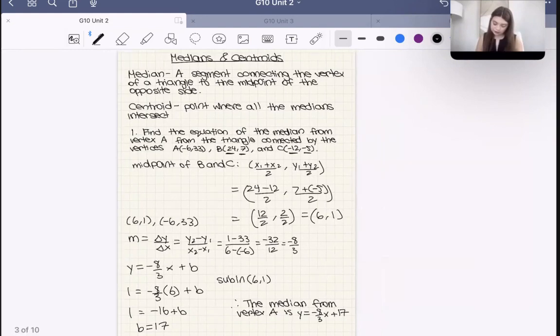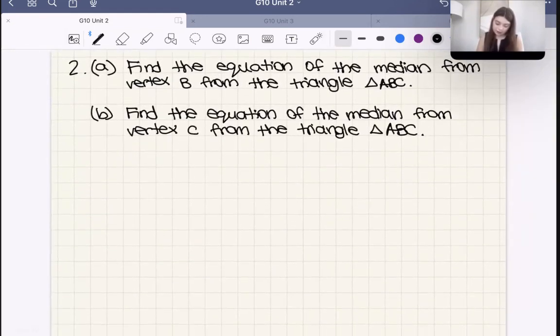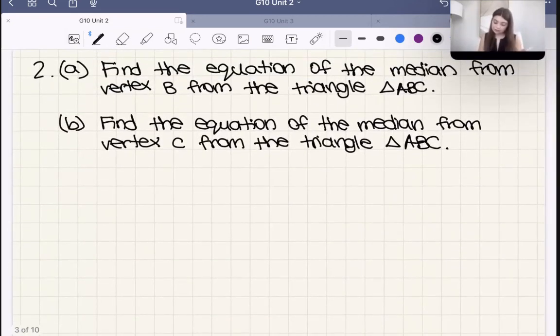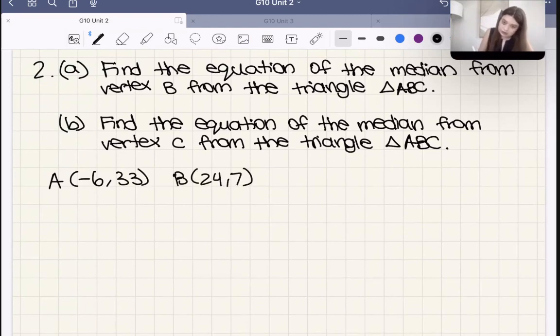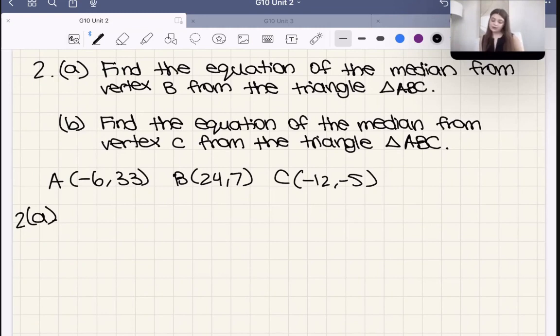Okay, so let's do a little more practice here. Now we want to find the equation of the median from vertex B of the triangle and then vertex C of the triangle. Okay, so I'm first going to actually just rewrite down what were A, B, and C because I have already forgotten. They were 24, 7, and then C was negative 12, negative 5. So let's do 2A first, where it says to find the equation of the median from vertex B to this triangle.